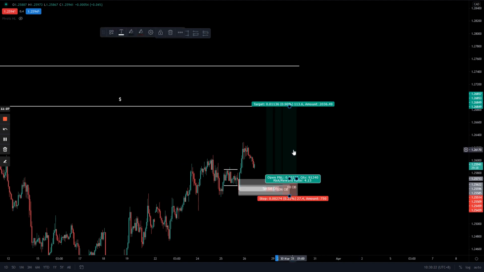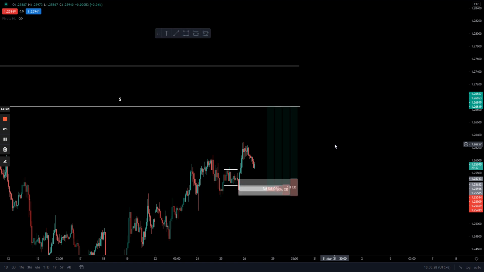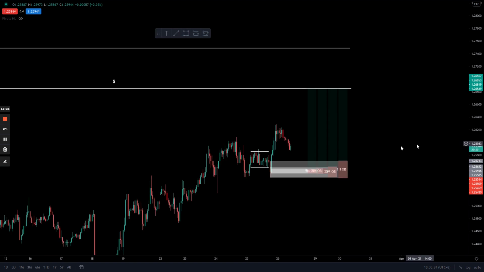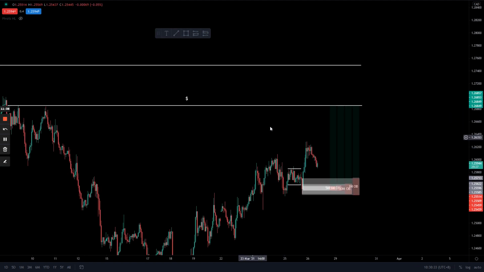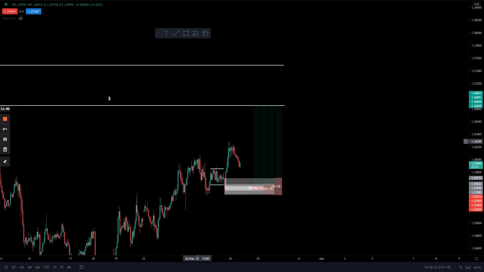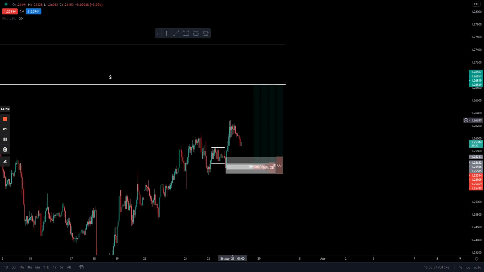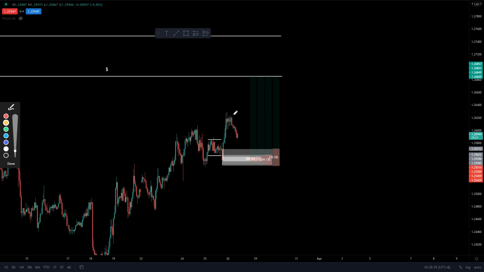Let me move this to the side a bit, let's make it look nicer so that you guys can see. There you go. So I would definitely try to target this particular area here. However, we do see that there is a potential order block here, though I would not consider that an order block because there is no proper breakout structure. Maybe on the lower time frames, but we'll see.